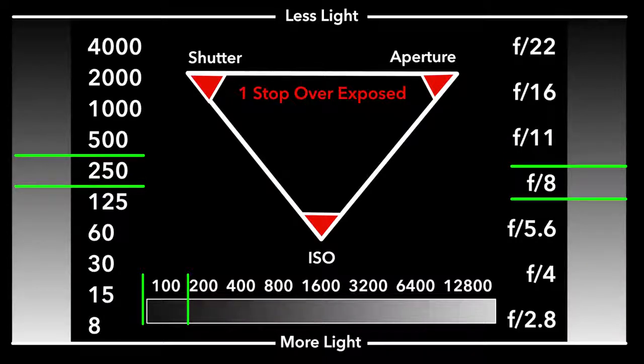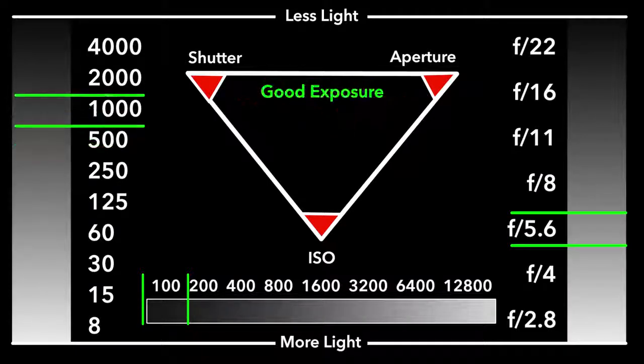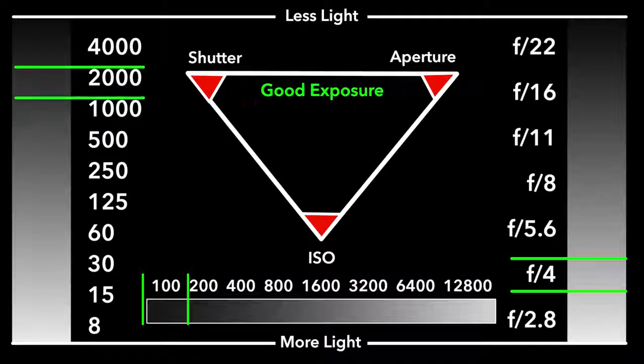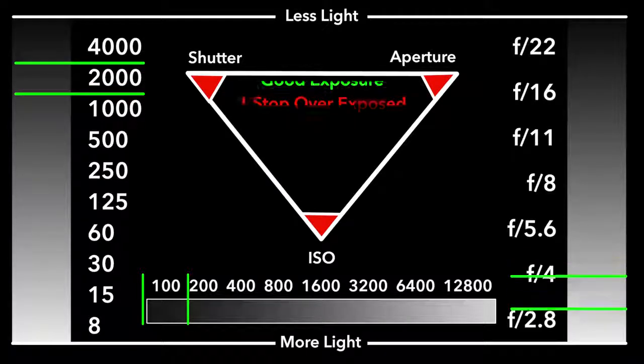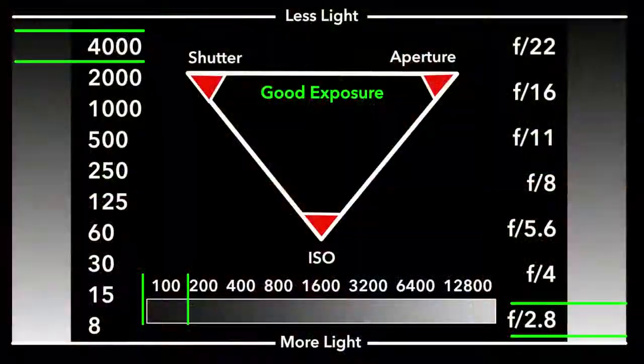Now things are out of balance. To balance that out, I'll go to a shutter speed of 500. So every time I move the aperture by one stop, let's go to 5.6, I need to move my shutter by one stop. So we'll go back to 1000, f4 to 2000 on my shutter. Finally, f2.8, I'm now at 4000. So every time one thing moves by one stop, something else has to move by a stop up or down to keep our exposure set perfectly.